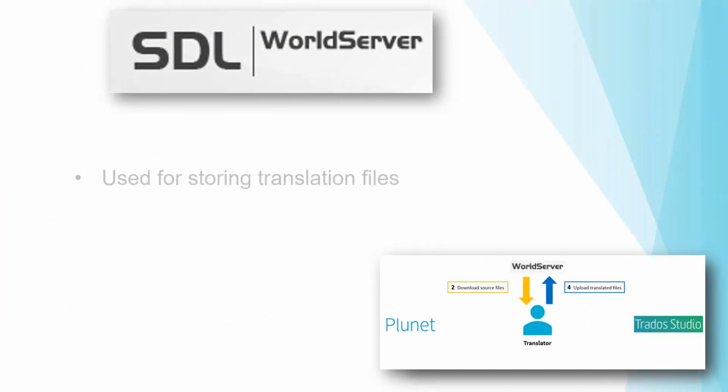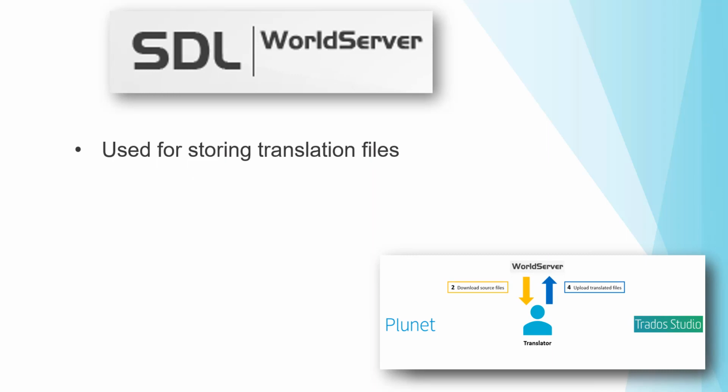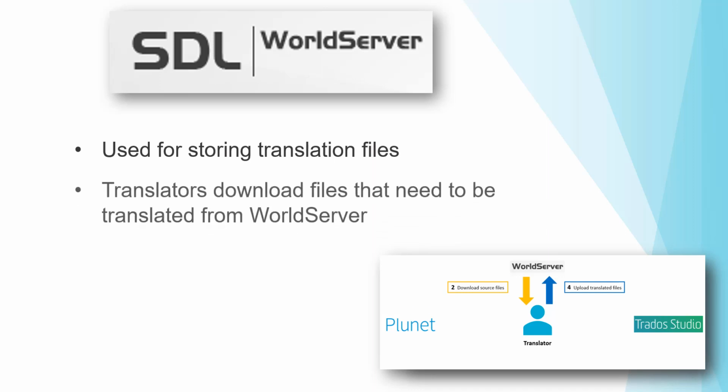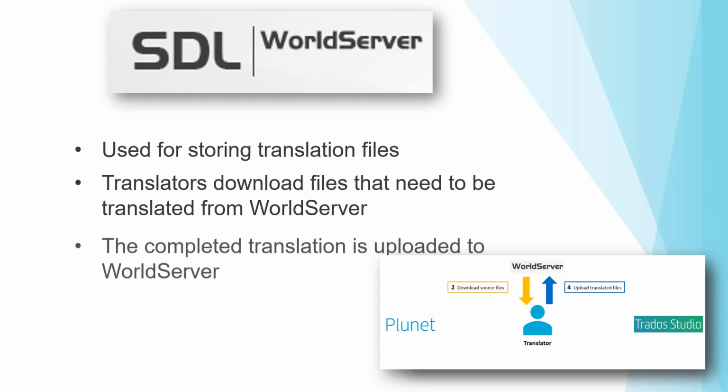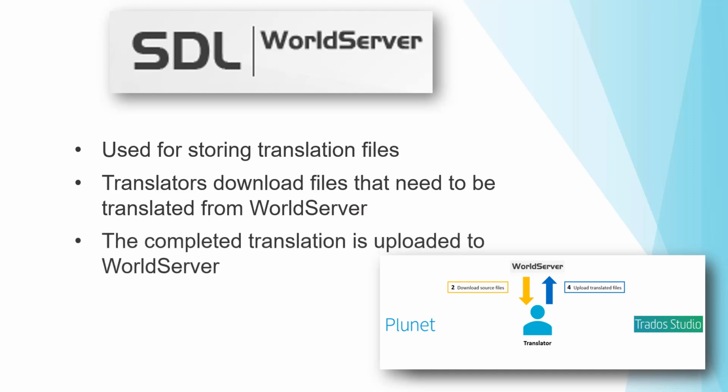WorldServer is the place where translation files are stored. This includes files in a source language that are going to be translated, as well as the target language files that are made by the translator. After the translator receives an assignment in Plunet, he or she will download the files that need to be translated from WorldServer. Once the translation is complete, the translator uploads it to WorldServer so that it can be reviewed and given to the customer. WorldServer is accessed online by going to tms.churchofjesuschrist.org.